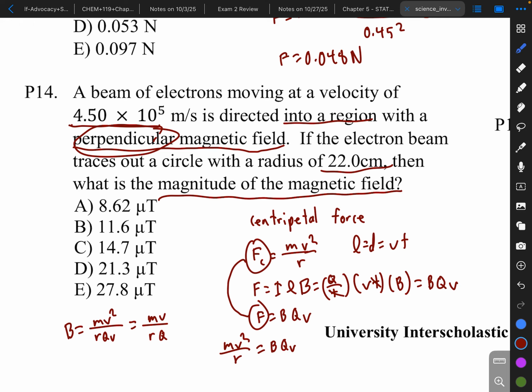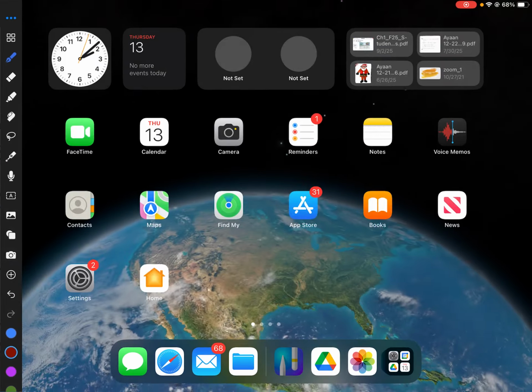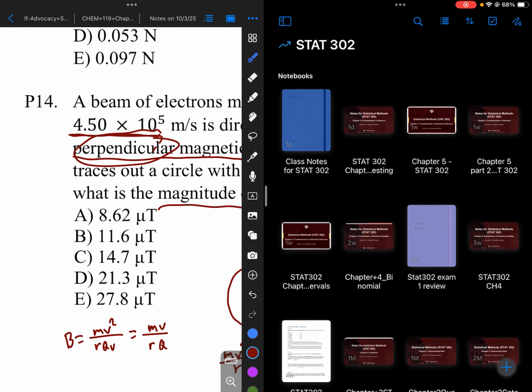So now we can plug in all the numbers here. We know the mass of an electron. We know the velocity that's given to us. We know the radius that the electrons are tracing. And we know the charge of an electron. I'll pull those up real quick.